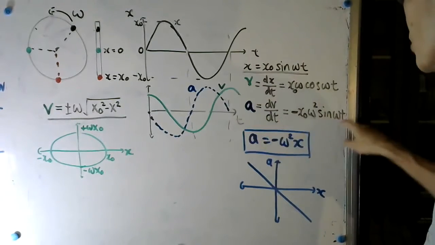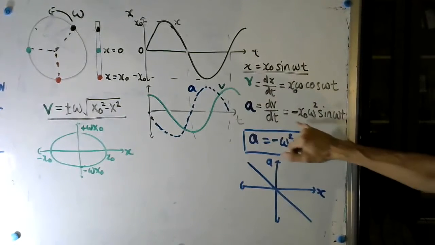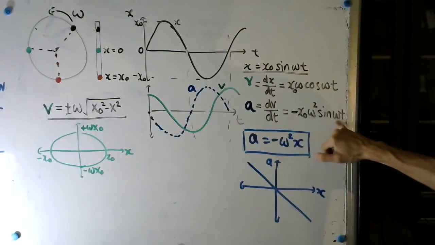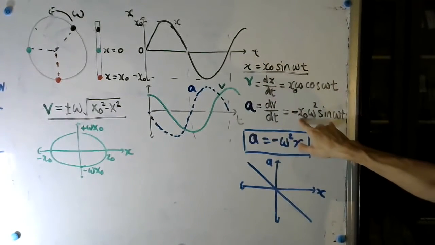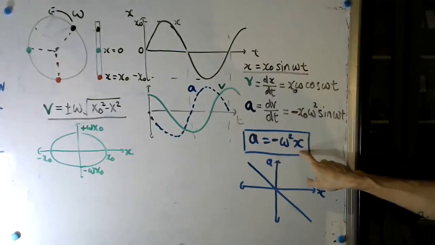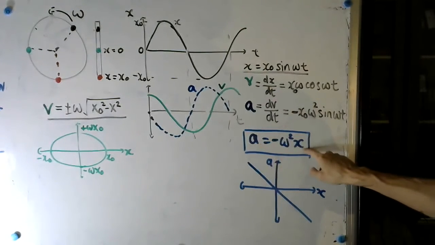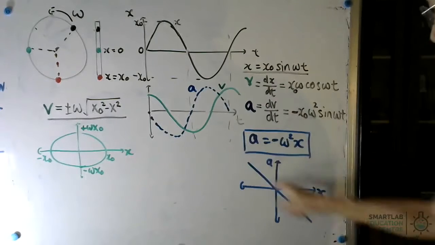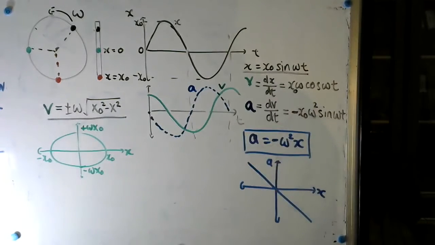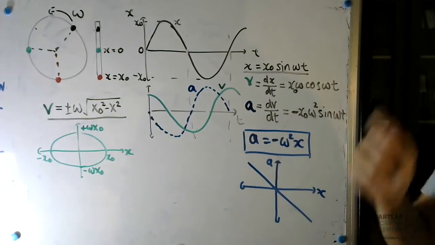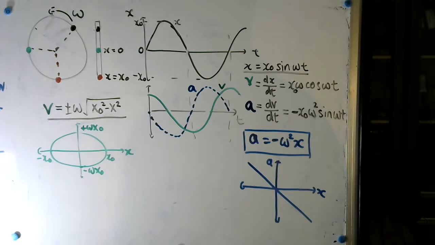Continuing from this expression, you can see that x0 sine omega t is in actual fact x. So I can take this part out and replace it with x. So a is equal to minus omega squared x. You can see that there is the a-x graph. This relationship is the linchpin of the definition of simple harmonic motion.